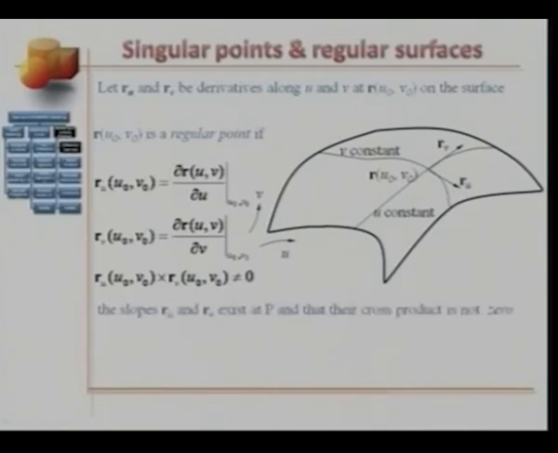This is what I said just now. The slopes r sub u and r sub v should both exist at a regular point, and the cross product between these slopes should not be 0. A surface patch will be a regular surface patch if all points on it are regular points.